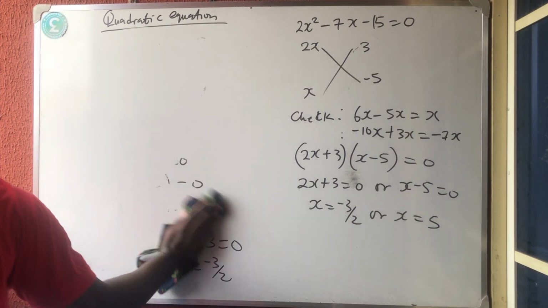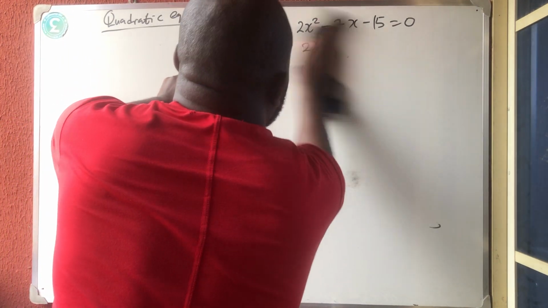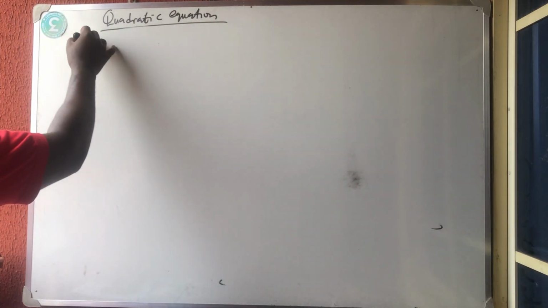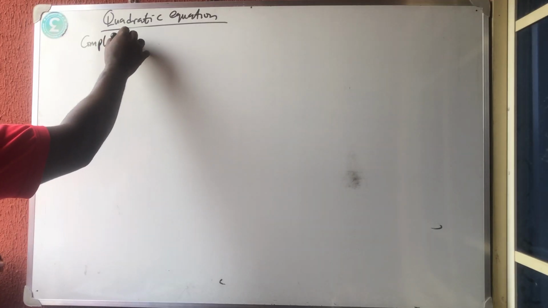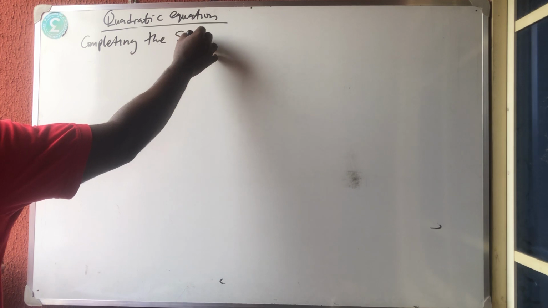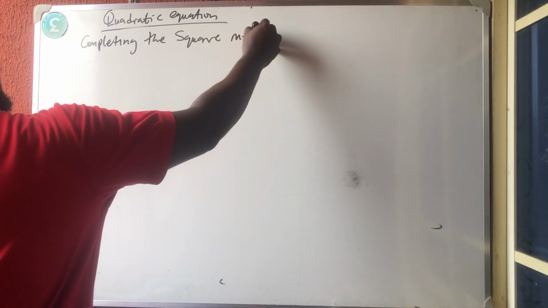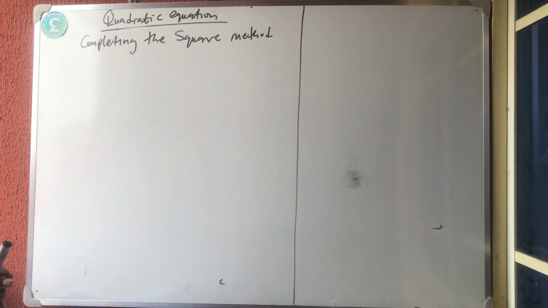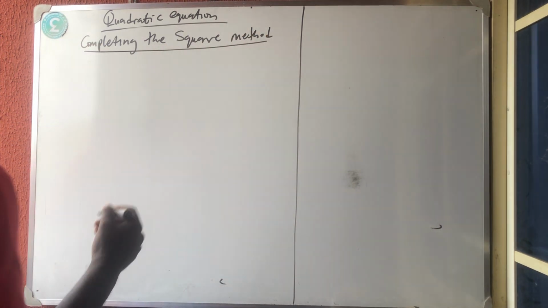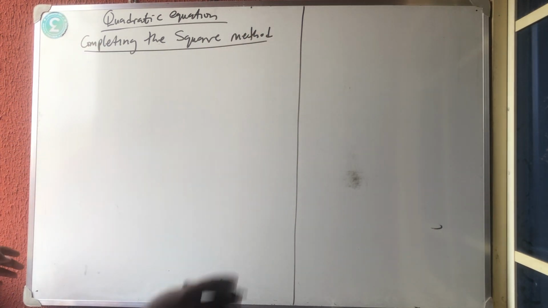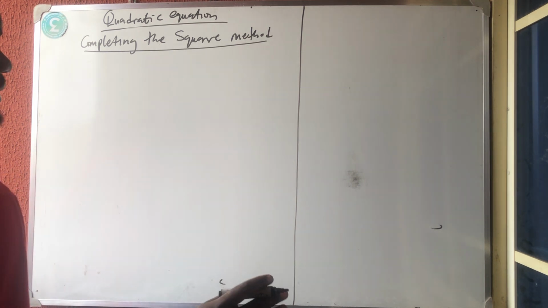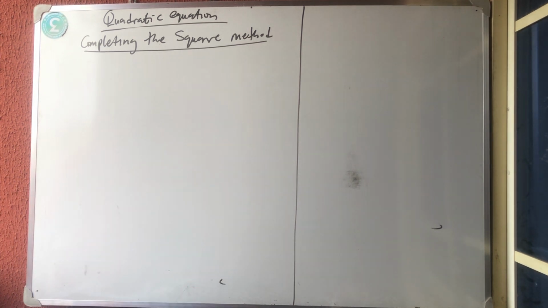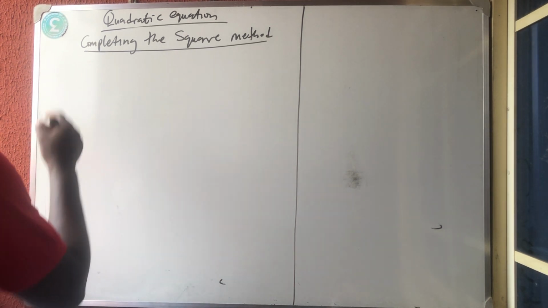So we go to the next one, which is the completing the square method. Now, first of all, what is completing the square? Completing the square simply means find half of the coefficient of x, square it, and add it to both sides. If you can say it, you can do it. If you are using y, you say find half of the coefficient of y, square it, and add it to both sides.